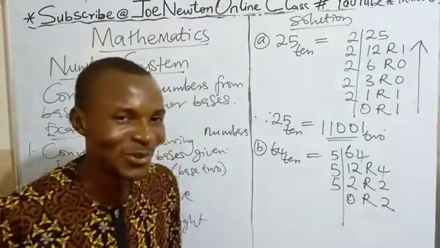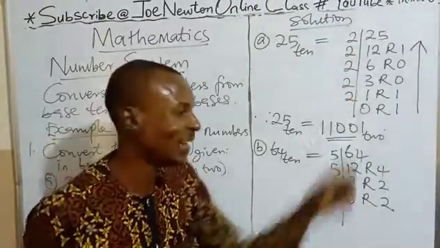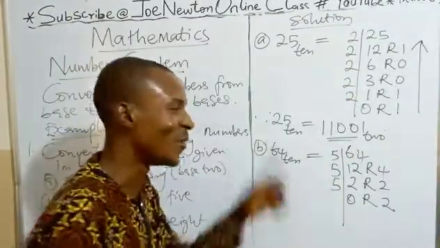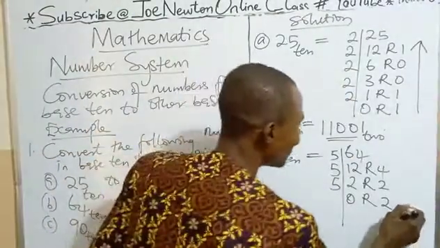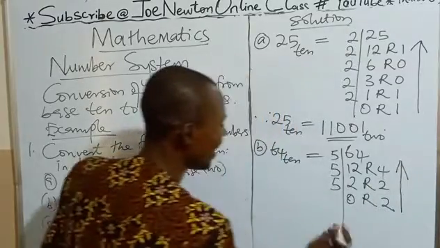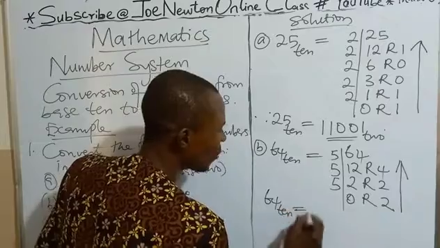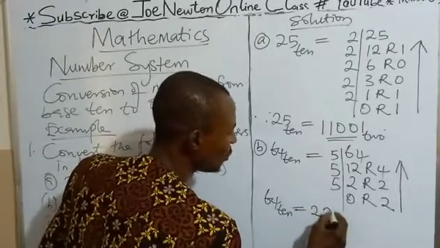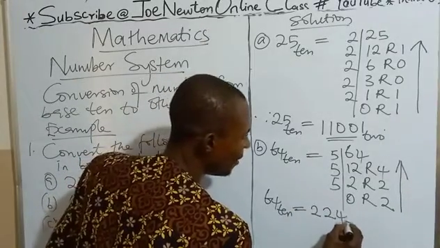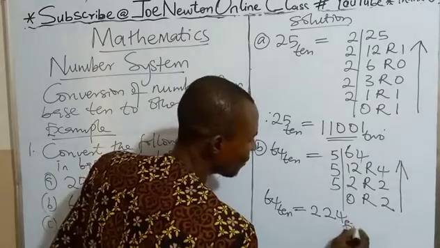Then what is the next thing to do? I guess you remember what you did here. You write your answer from down up. So put the arrow. You have this. So we now have that 64 base 10 is equivalent to 224 base 5.